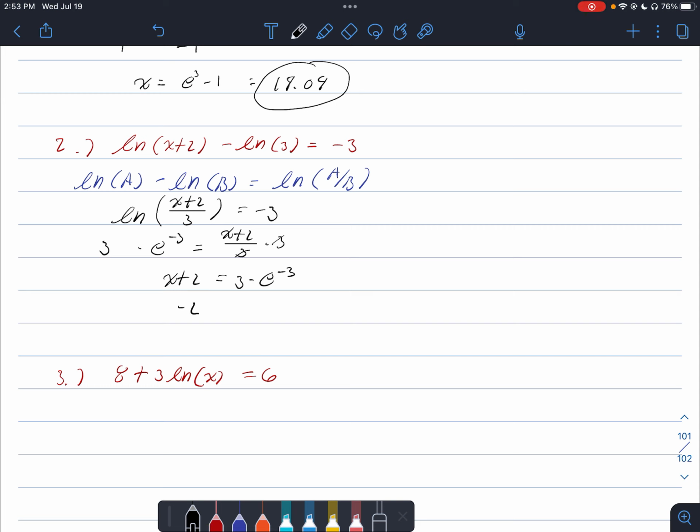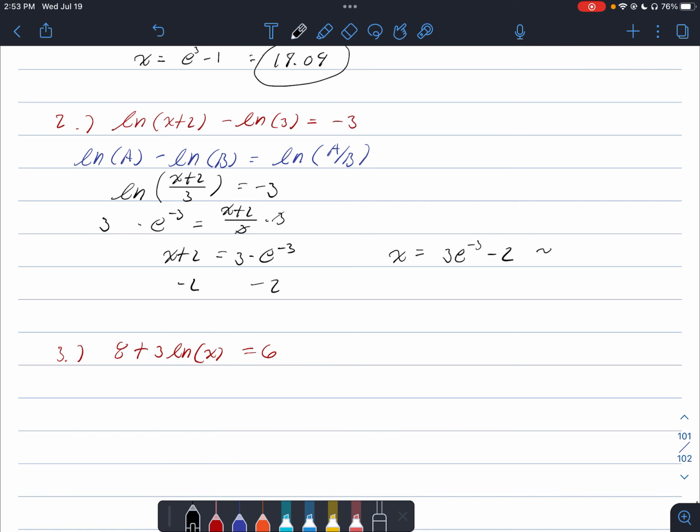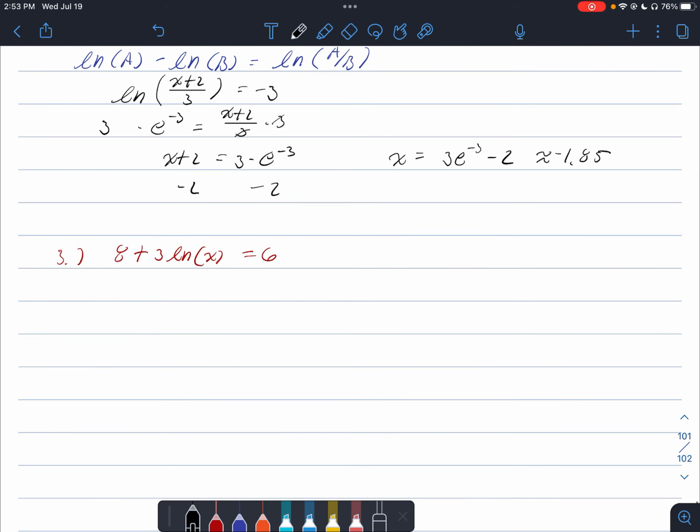Okay, and now we can take 2 away from both sides, so we'll get x is equal to 3e to the negative 3 minus 2. And if we plug that into a calculator, we should end up with approximately 1.85 after we do some rounding. Okay, or I'm sorry, negative 1.85 after we do some rounding. Okay? All right, let's do one more.